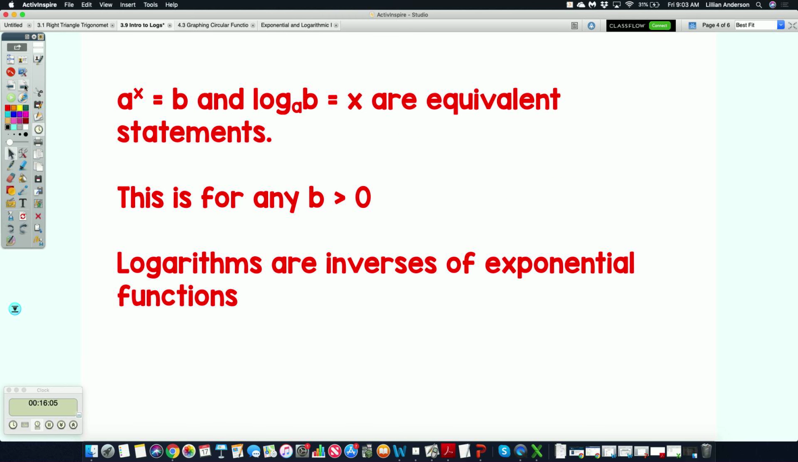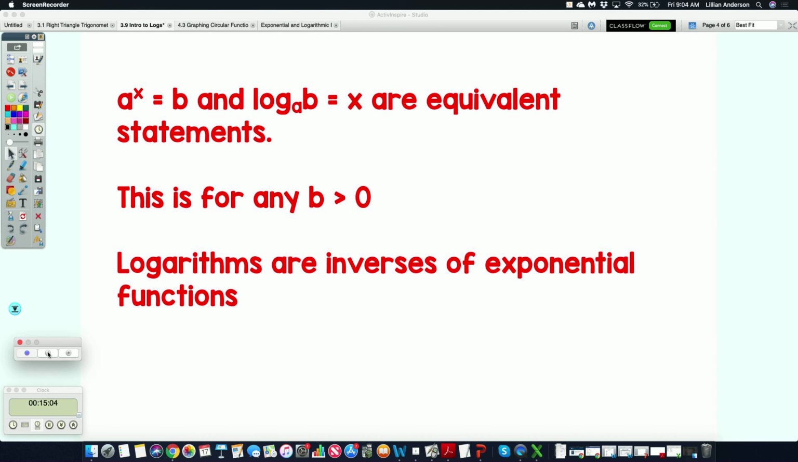First off, logarithms are inverses of exponential functions. So when you have a to the x equals b, log base a of b equals x is the same thing. It's like saying the same thing, so they are equivalent statements. And this is for any b value that's greater than 0.